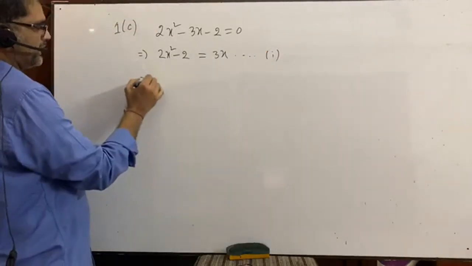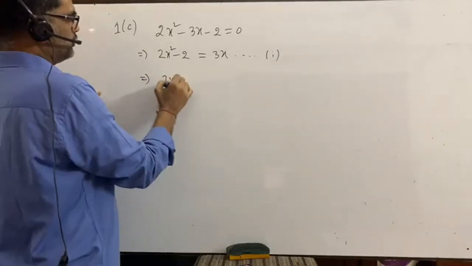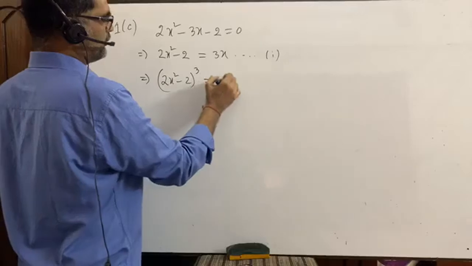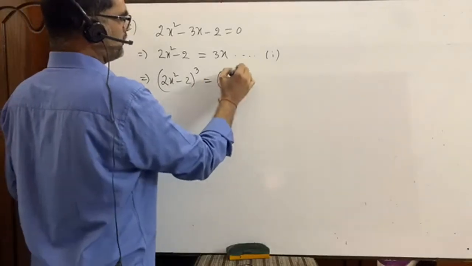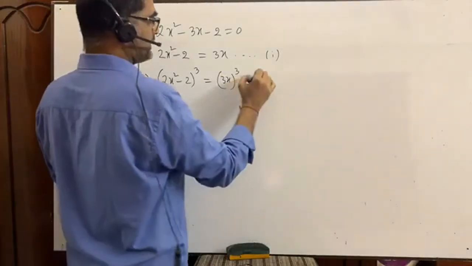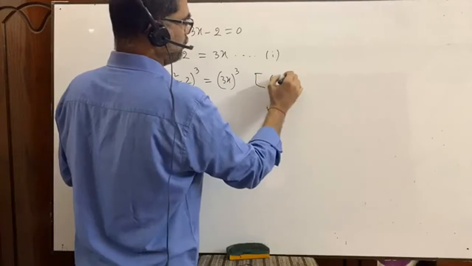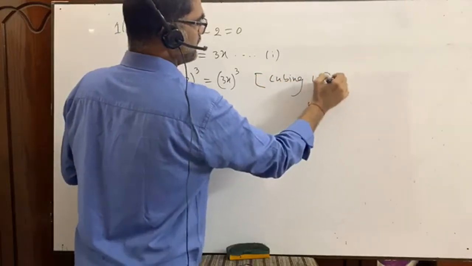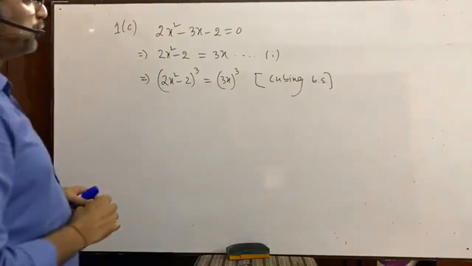Then we can write here (2x square minus 2) whole cube is equal to (3x) whole cube. The side note can be given: cubing both sides. What I have written is cubing both sides.